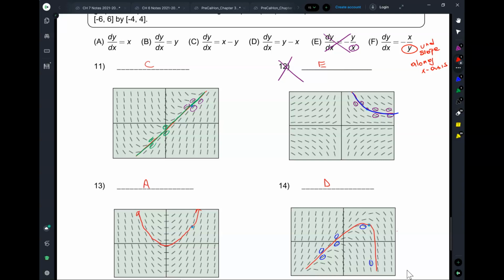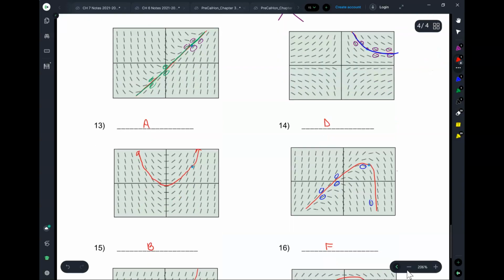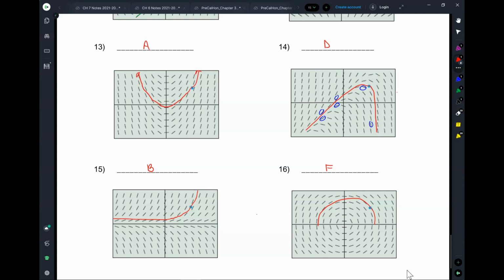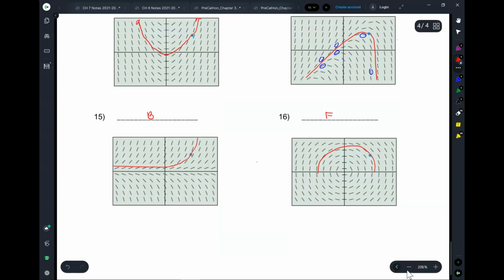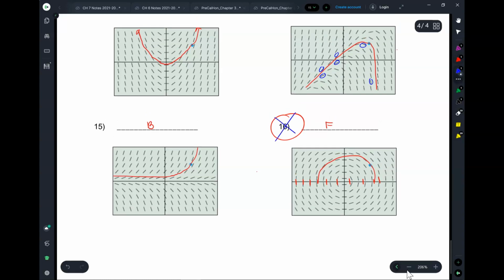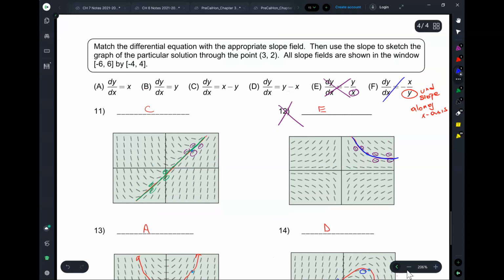Not 11, because look, it's curving at some points, right? Along the x-axis. Not 13 either, because along the x-axis, look, there is some curvature. Not 14 either. 15, definitely not, because it's not vertical slopes here. But look at 16. The whole time along the x-axis, the slopes are vertical, right? So that's the one. Okay, that's the one with vertical slope along the x-axis. So now this one is out too, and so is F.